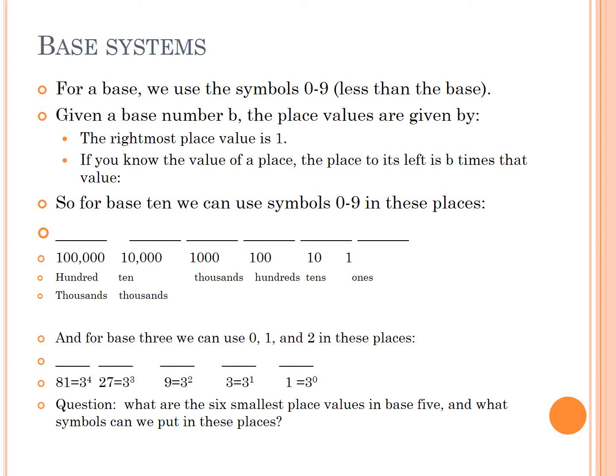The rightmost one is always going to be the ones place. And then if I go to the place to its left, I multiply by the base. To get to the one to its left, I multiply by the base again.